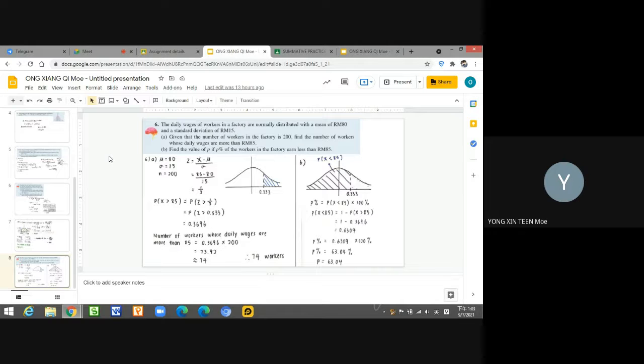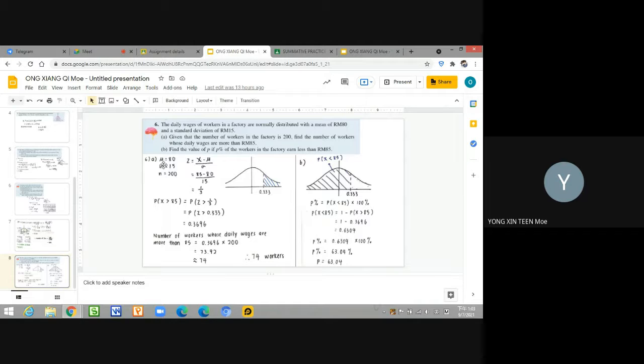Question number 6. The daily wages of workers in a factory are normally distributed with a mean of 80 ringgit Malaysia and a standard deviation of 15 ringgit Malaysia. Given that the number of workers in the factory is 200, find the number of workers whose daily wages are more than 85 ringgit Malaysia.